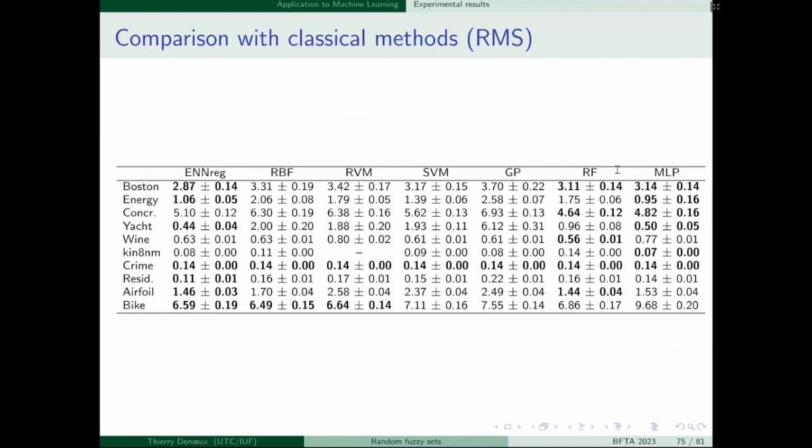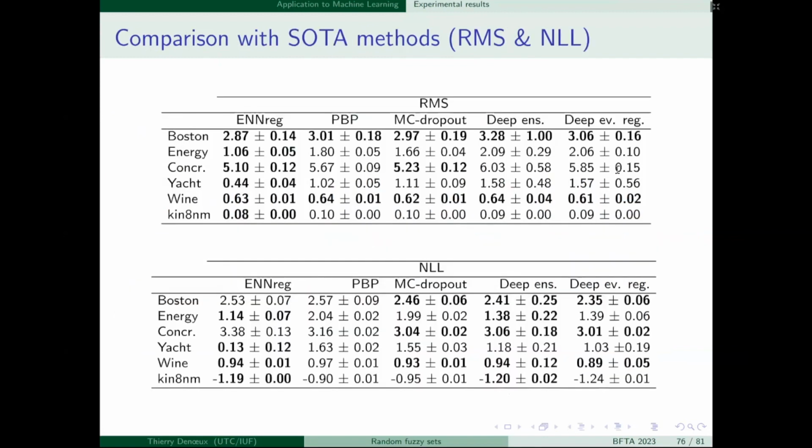Here I compare it to some other more recent deep learning models: probabilistic backpropagation, Monte Carlo dropout, deep ensemble, and deep evidential regression. Here this is the root mean square error. I take only a subset because I didn't rerun all these methods; I use the results in the papers. So you see again that it works as well on these data sets. And here they try to measure the calibration by what they call the negative log-likelihood.